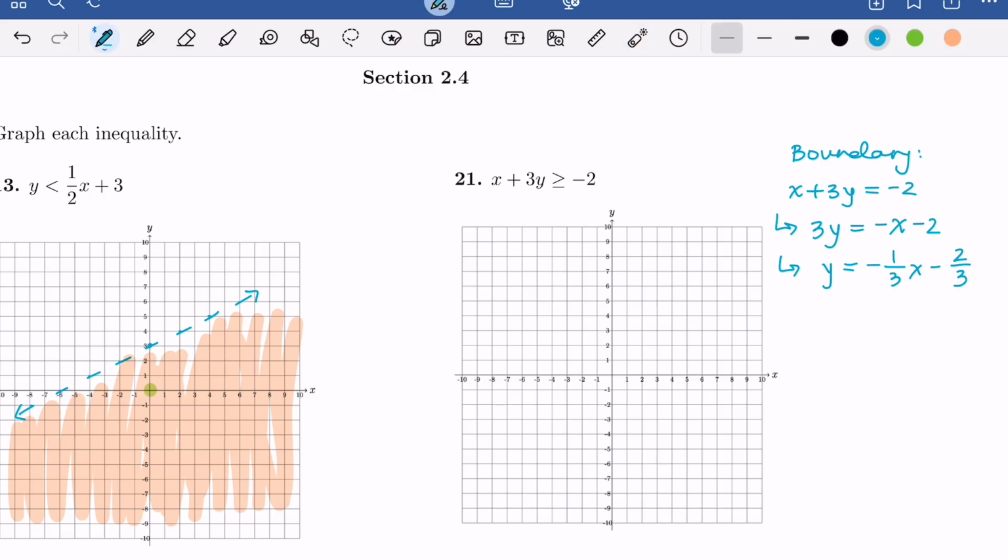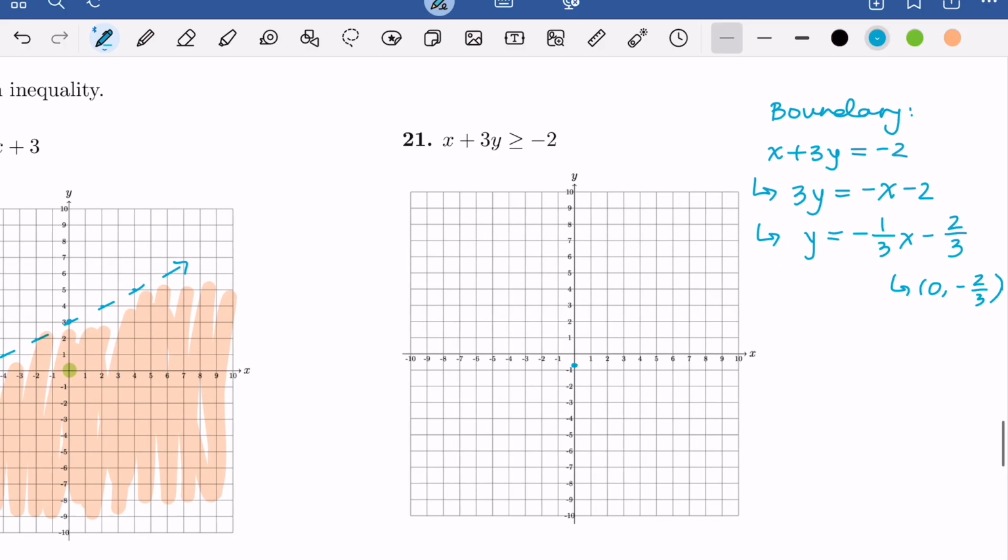Now, first of all, our y-intercept is going to be 0, comma, negative 2/3. So plotting that, negative 2/3 is going to be maybe somewhere around there. We can eyeball it for this problem. It's not going to be perfect. And then our slope is going to be negative 1/3. So we know our line's going to be in this direction. This line is going to be falling from left to right since we have a negative slope.